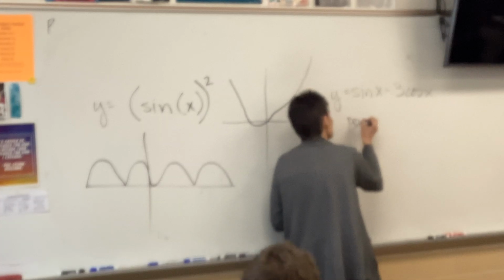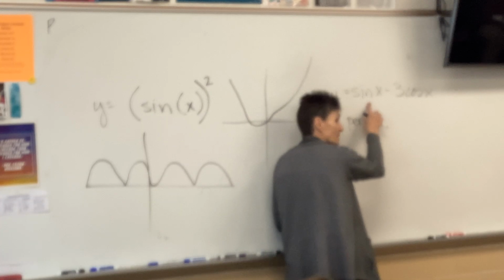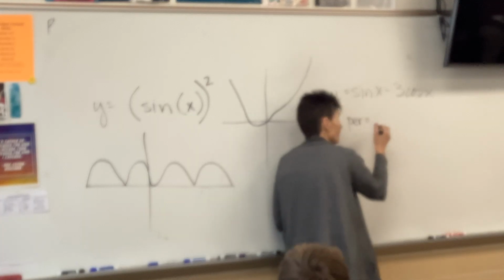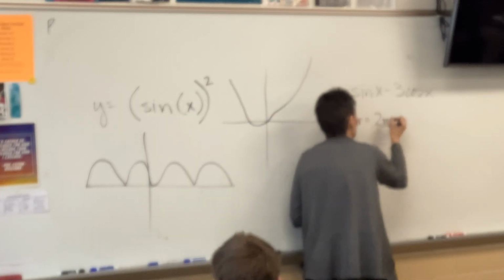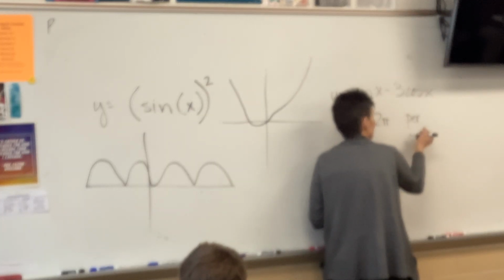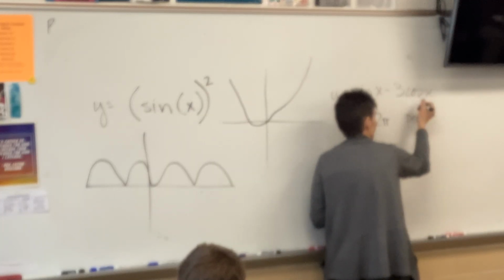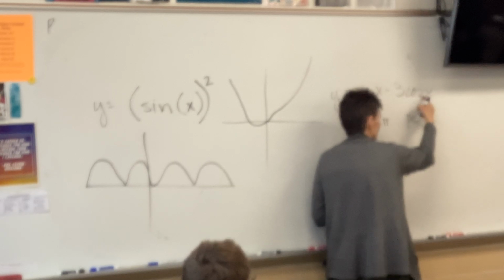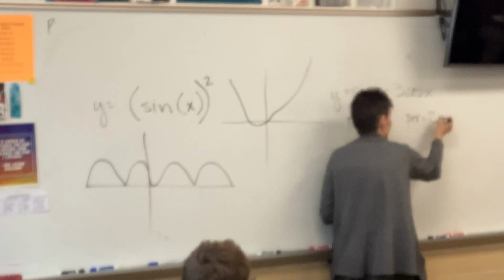So what is the period of this piece? 2 pi. What is the period of this piece? Pi plus 3. Remember, that's an amplitude. It's 2 pi. The period is controlled by this number, so it's also just 2 pi.